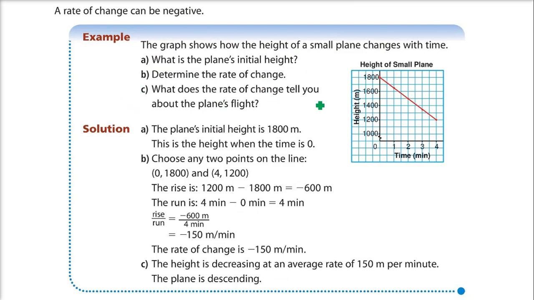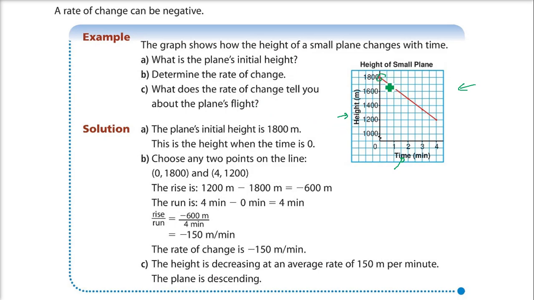The rate of change can be negative. Let us take an example of negative rate of change. This graph shows how the height of a small plane changes with time. What is the plane's initial height? Determine the rate of change, and what does the rate of change tell you about the plane's flight? The plane's initial height is 1800.